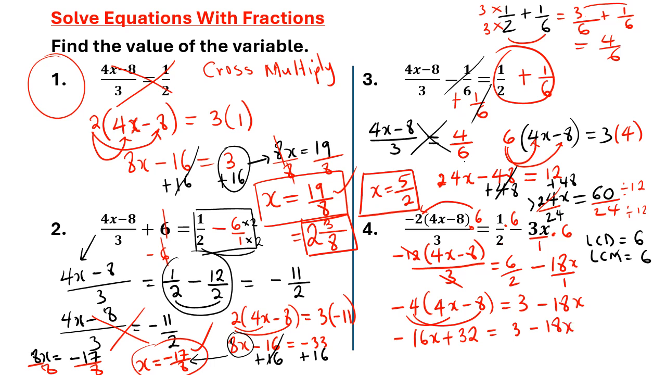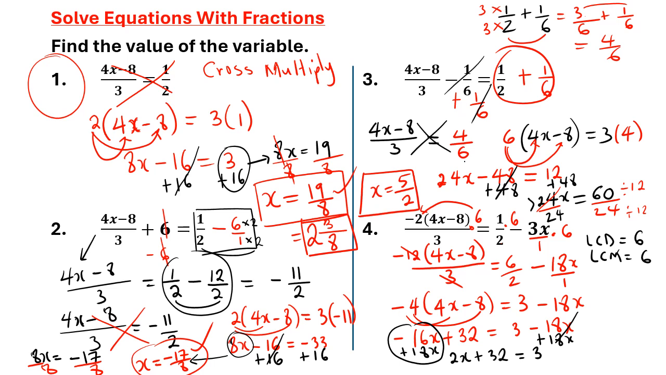Now we can add 18x to both sides so that we can combine the variables. We can cross this out to get 0, and we'll combine 18x and 16x. So negative 16x plus 18x will be positive 2x. And then I'm going to drop 32. Notice how I multiplied negative 4 times negative 8 to get positive 32. So that will be equal to 3.